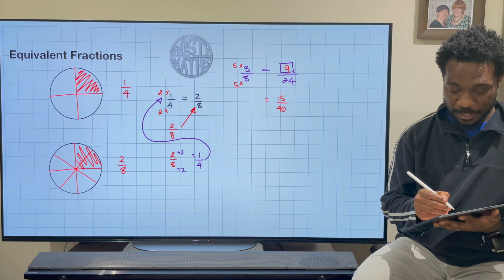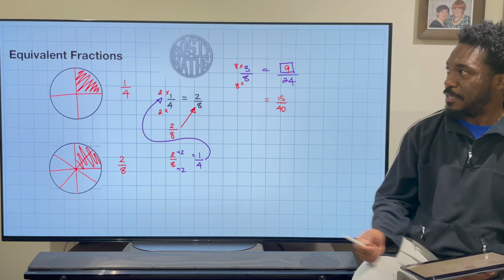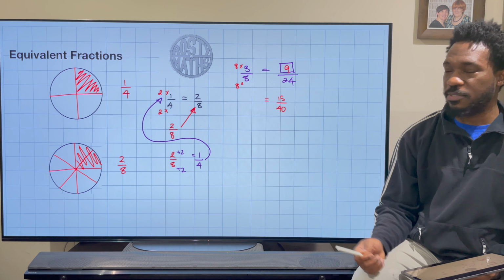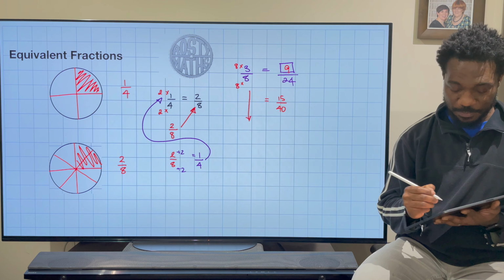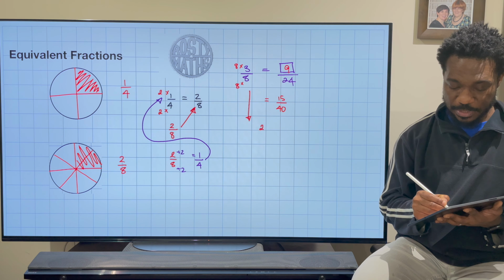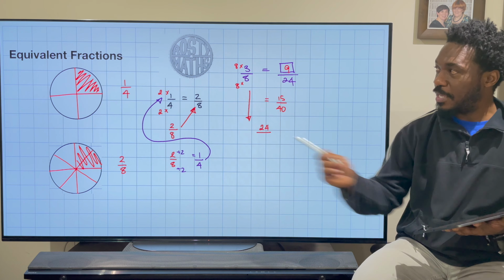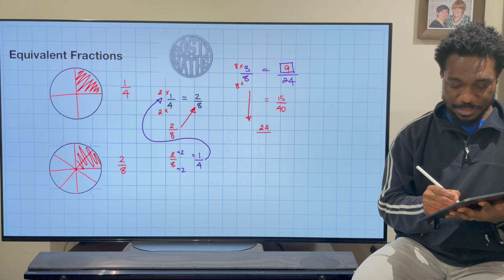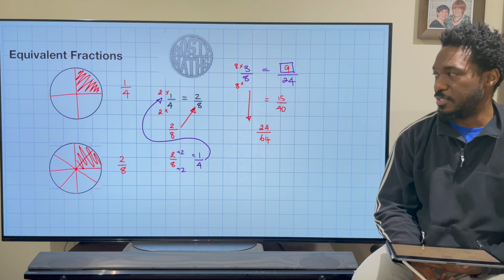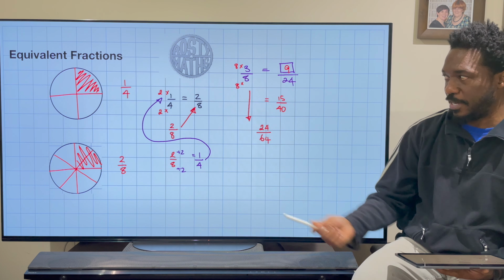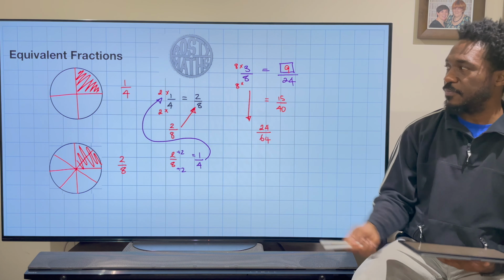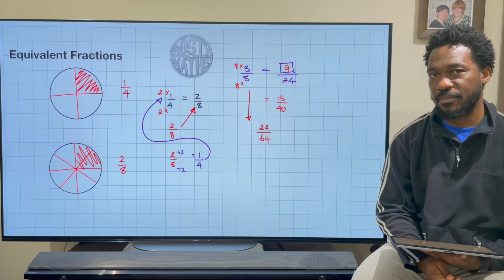What if I decided, so if I multiply the top by 8, the bottom by 8, what's going to happen there? Well, if I multiply by 8, 8 times 3 is 24, and 8 times 8 is 64. And just like that, I have made yet another equivalent fraction that is equivalent to 3/8.